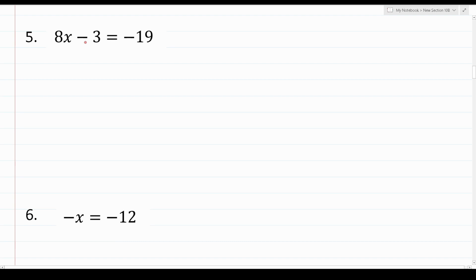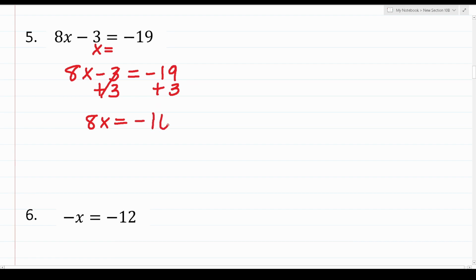All right, so number 5 here says 8x minus 3 equals -19. Again, our goal is to find a value of x such that this equation becomes true mathematically. And according to our method, we're going to use addition, subtraction, multiplication, and division as needed in order to isolate our letter variable. In other words, we want to get x in this case equal to something by itself. All right, so the first thing I'm going to do in this problem is add 3 to both sides. And as you can see, that's going to get 8x by itself. And then this becomes -19 plus 3, which is -16.